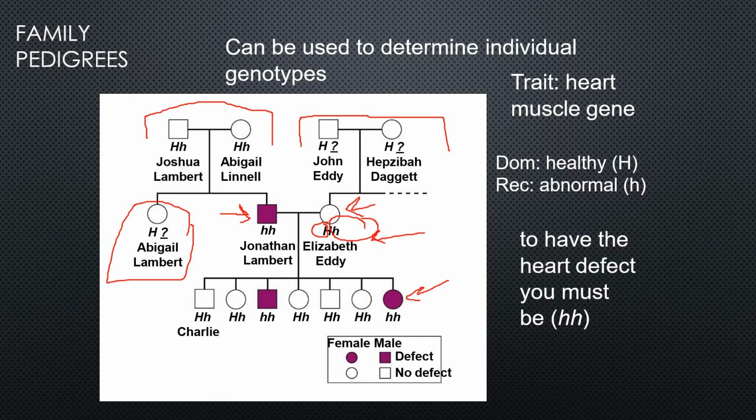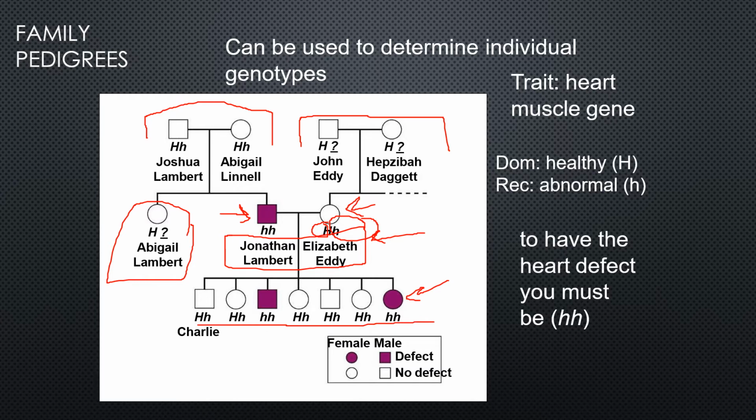So that's how we can trace the family pedigree when we're looking at our family tree. And so here are all the children. So now that we know Jonathan and Elizabeth's alleles, then we can trace out the rest of their children and know which ones are heterozygous and homozygous.